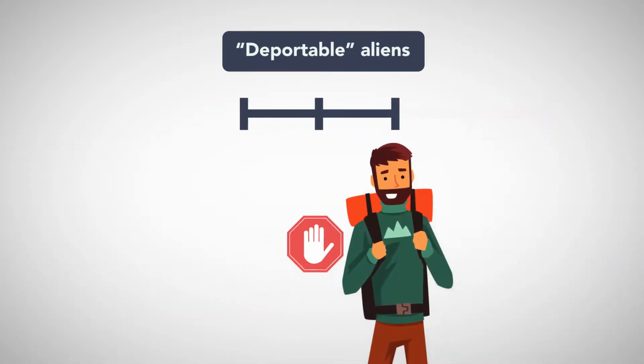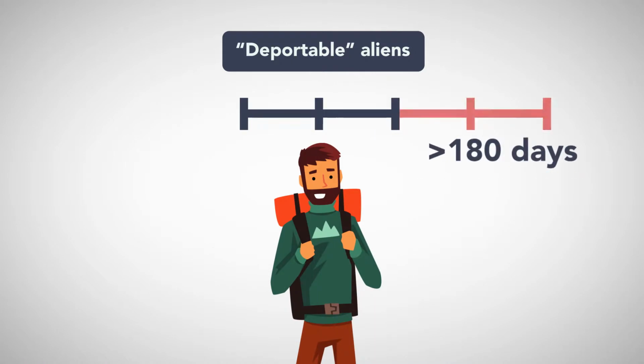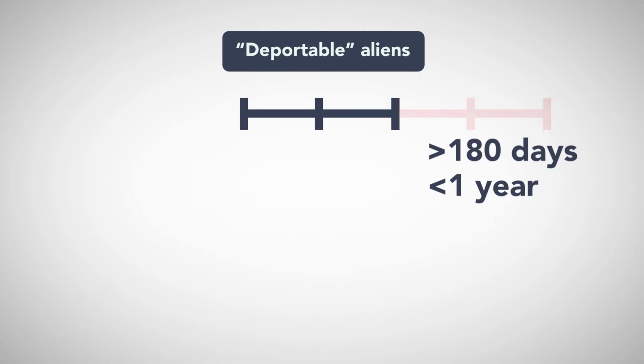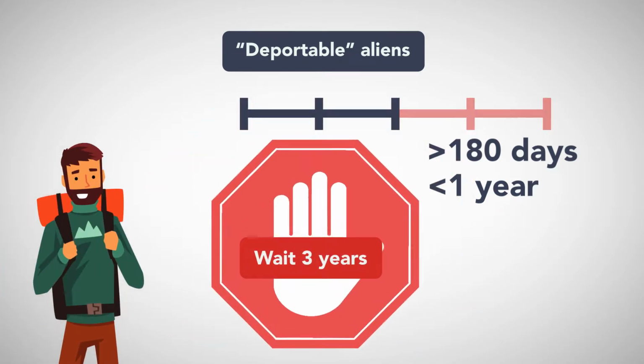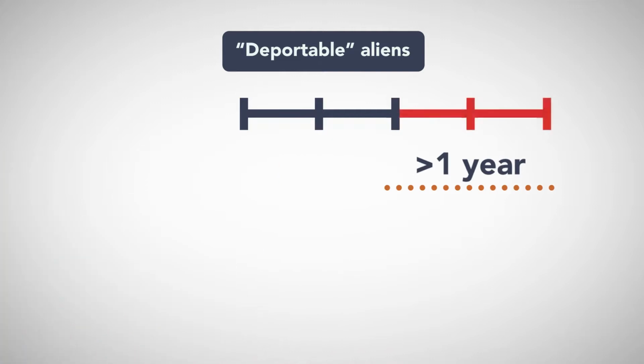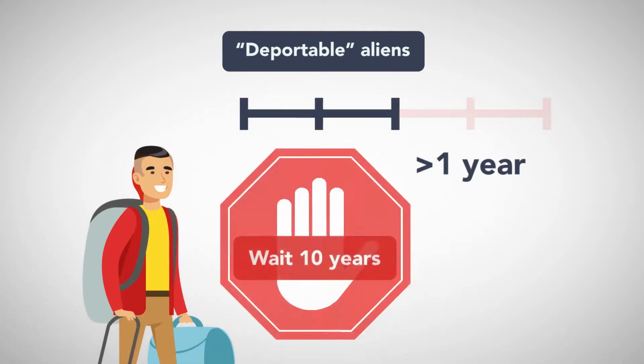For example, people who stay unlawfully for more than 180 days but less than 1 year and who left the country voluntarily are ineligible to return for 3 years. Those who were illegally present for more than 1 year are ineligible to return for 10 years.